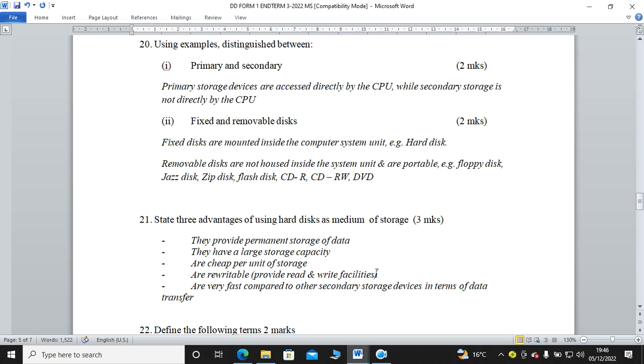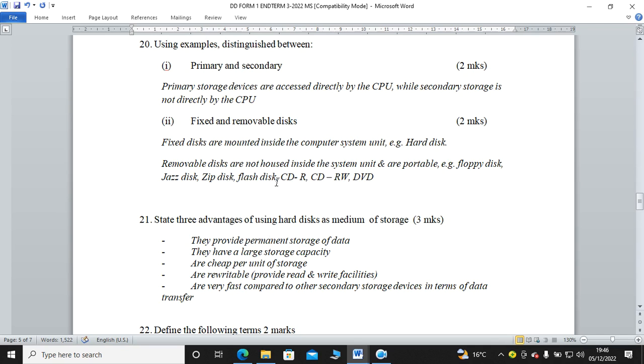Whereas we have fixed, you can classify secondary storage as fixed and removable. So fixed are mounted permanently on the, or that is not really permanently. These are devices mounted in the system unit, like the hard disk. The hard disk is a good example of a fixed storage. Removable, a good example is a flash disk, or a CD or a DVD. You can insert and remove.